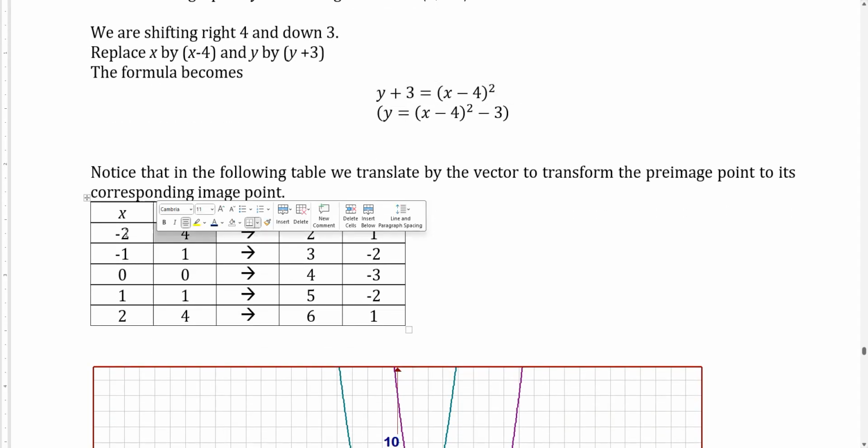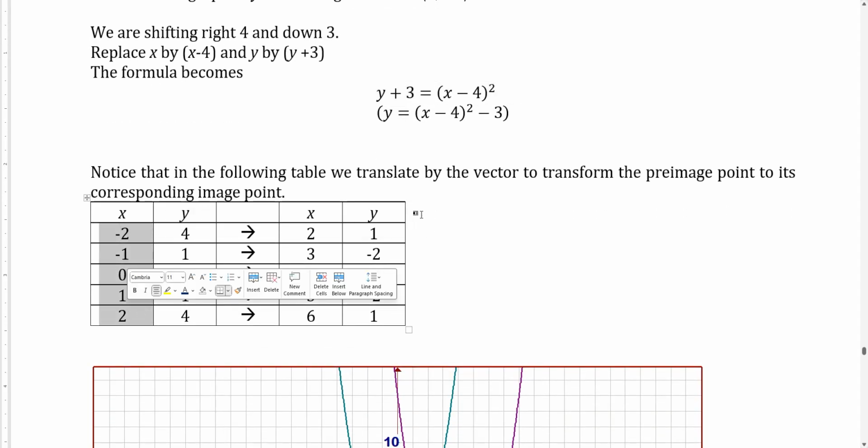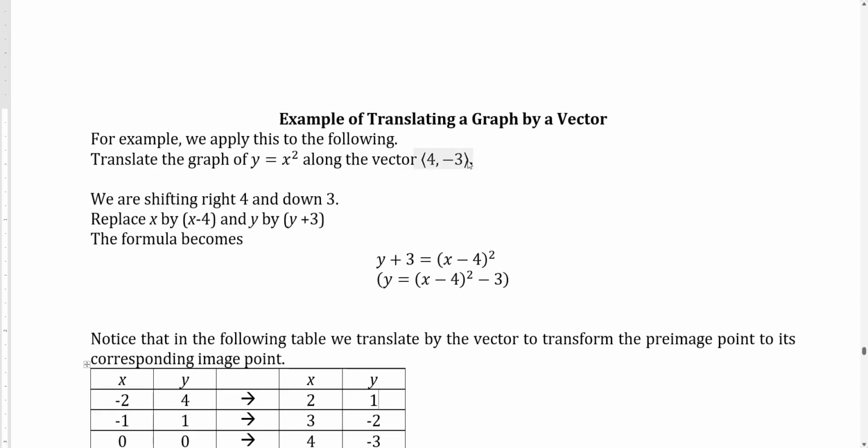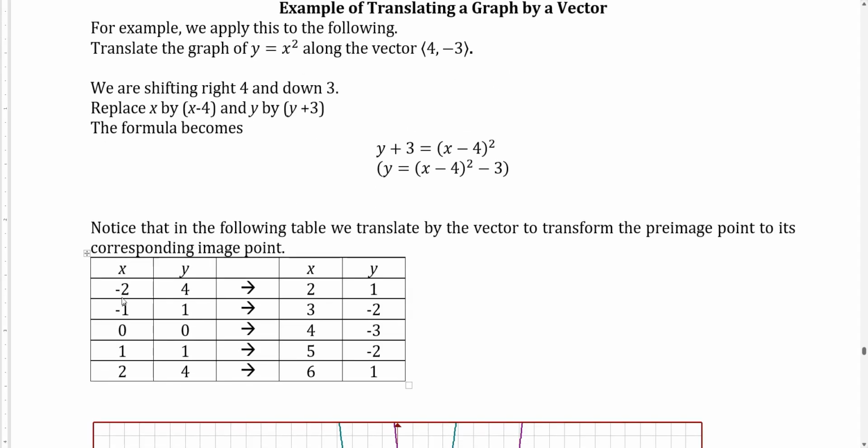So what's going to happen here is I just picked some points. I went from negative 2 to 2 with the integer values, squared them to get these. And to get an idea of what we're going to end up with, I'm translating by this vector 4, negative 3. It's not backwards. You're actually adding 4 to x and adding negative 3 to y. So negative 2 plus 4 is 2. Negative 1 plus 4 is 3. 0 plus 4 is 4. 1 plus 4 is 5. 2 plus 4 is 6. And then we're adding negative 3 to the y's. 4 minus 3 is 1. 1 plus a negative 3 is negative 2. 0 minus 3 is negative 3, and so forth.